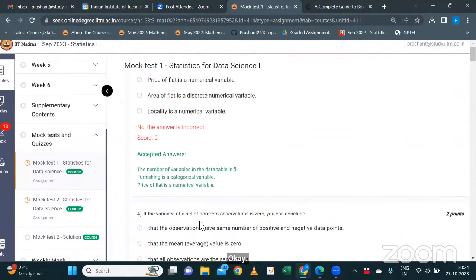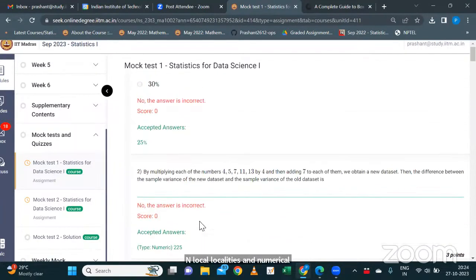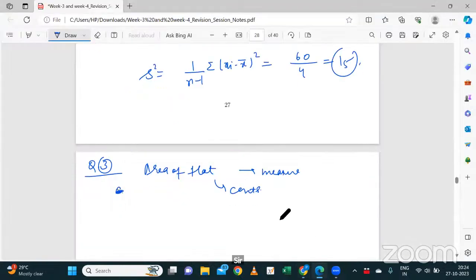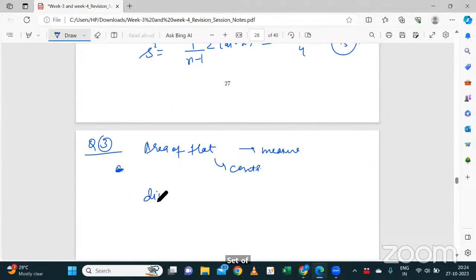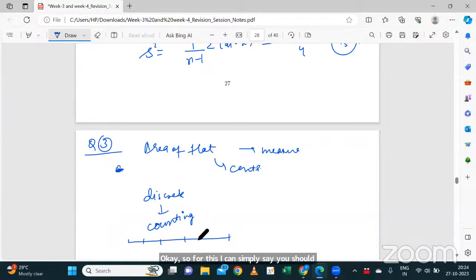Sir, I have a doubt in a previous question. What is the difference between discrete and continuous? For this, I can simply say you should rewatch the week 1 open session. But let me give you a hint. Discrete is something where counting is there, and it takes distinct values on a real number line. It can't take any value between these two points. It is taking only distinct values.